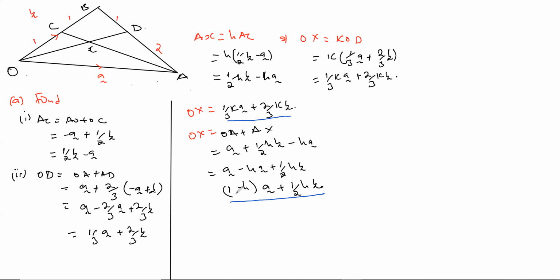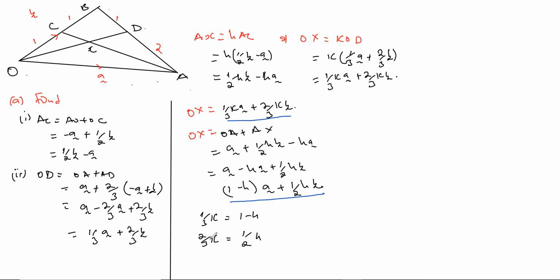If you want to get the values of H and K, you compare the coefficients. The coefficient of A here is a third K. So you say a third K equals the coefficient of A here, which is 1 minus H. You move to the next one. The coefficient of B in this case is 2 over 3K. So 2 over 3K equals the coefficient of B in this one, which is a half H.